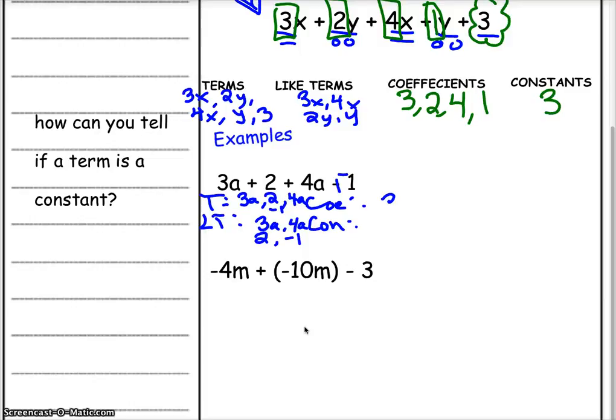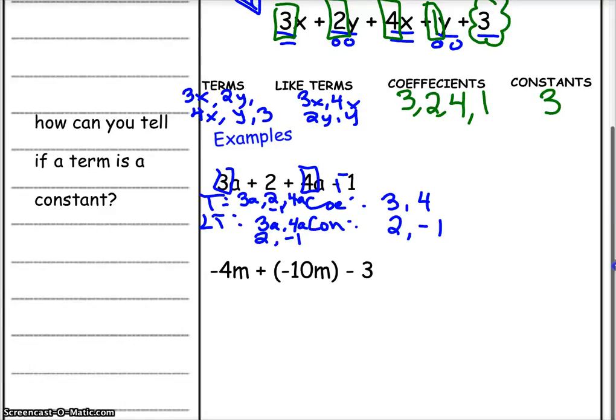Coefficient, the 3 and 4, numbers in front of a variable. Constant, doesn't have a variable, so just the 2 and negative 1. Tons of kids put 1. Don't let them trick you. There will be no partial credit for that. That's why anytime I see minus, I like to plus a negative so my eyes can see it's negative 1.